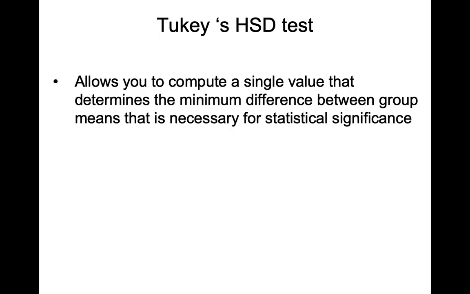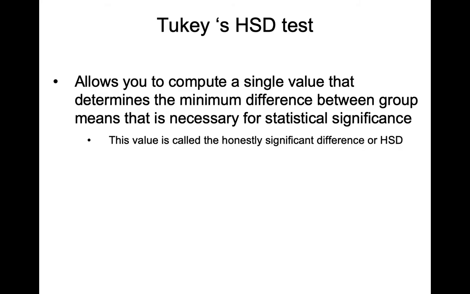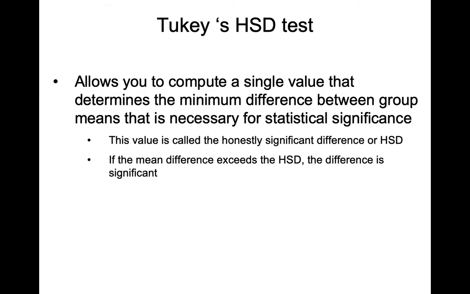All right, here's the second one, Tukey's HSD test. This is a nice statistic because it allows you to compute a single value that determines the minimum difference between group means that's necessary for statistical significance. So this very quickly and efficiently will allow us to basically make all pairwise comparisons. The value that we'll come up with is called the honestly significant difference, or HSD. If the differences between the means in our groups exceed this honestly significant difference, the difference is statistically significant.